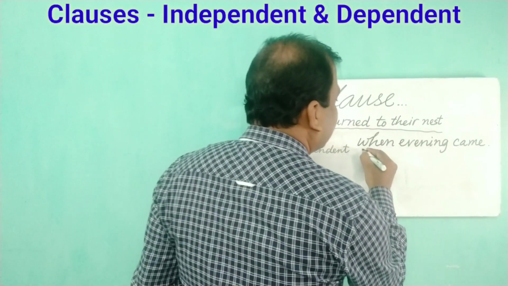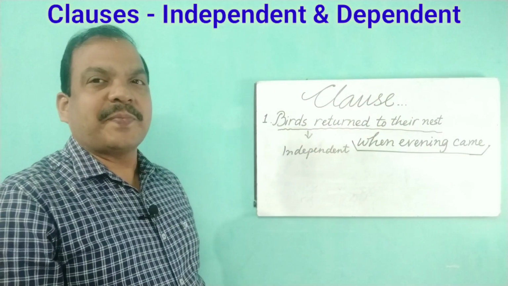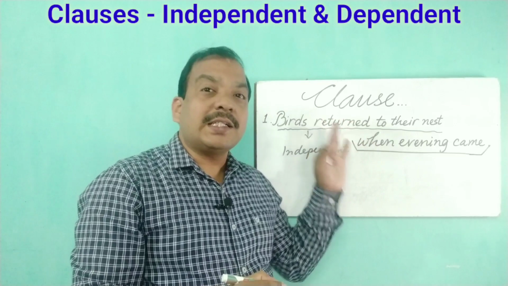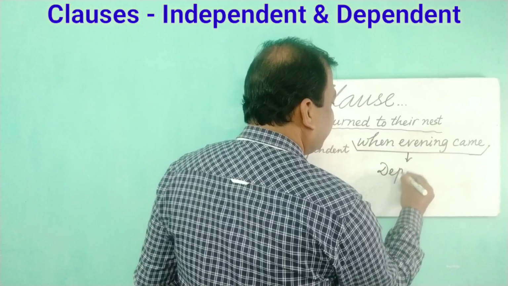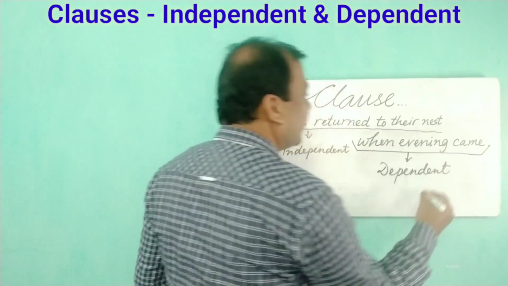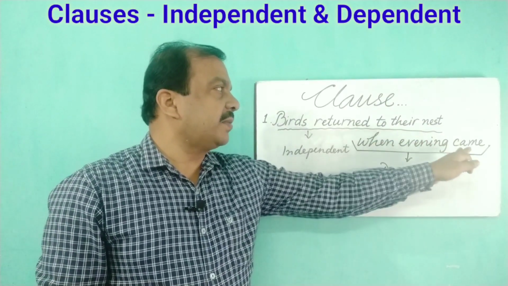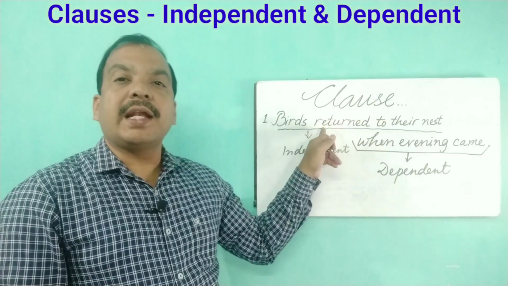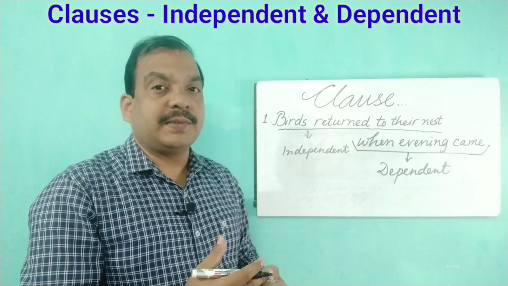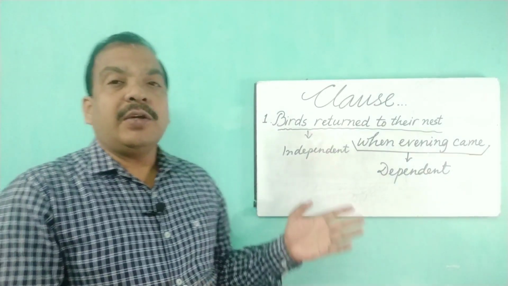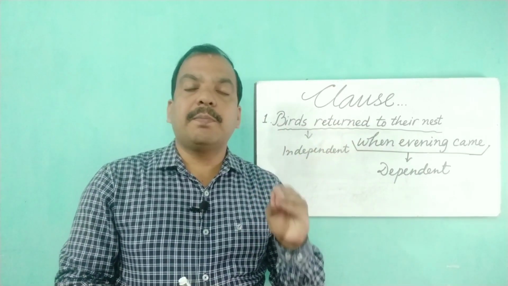And while thinking about this, when evening came, because this has no independent sense, we can say it is dependent. Because this portion of the sentence depends on the main clause to have its own sense or complete sense. And specifically, you may also watch my video on sentences and their types: simple, compound and complex.